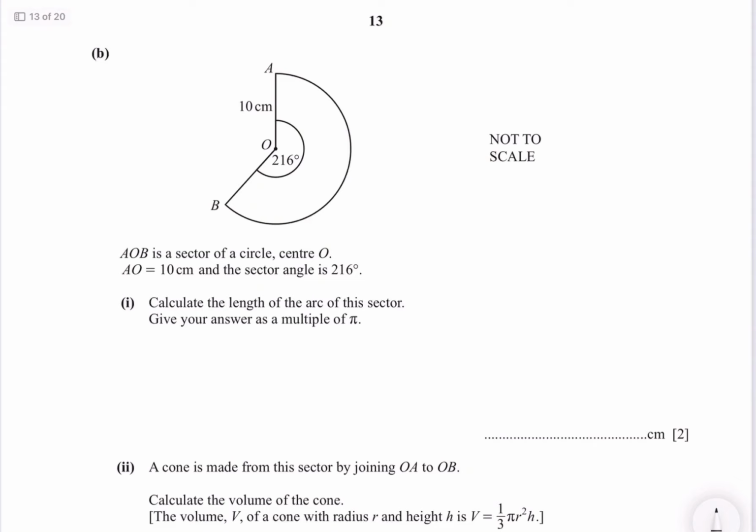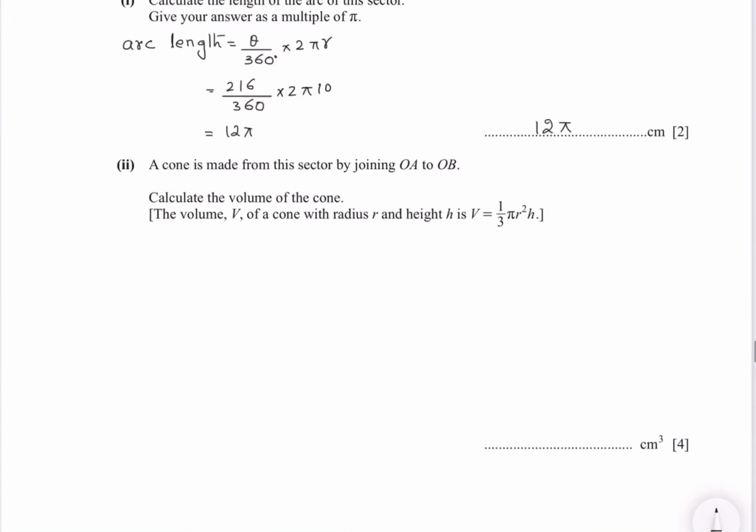B part. Calculate the length of arc of this sector. Give your answer as a multiple of pi. Everything is written on the diagram. Okay. Arc length is theta over 360 into 2 pi r. So theta is 216 over 360 into 2 pi 10. So this is 12 pi.